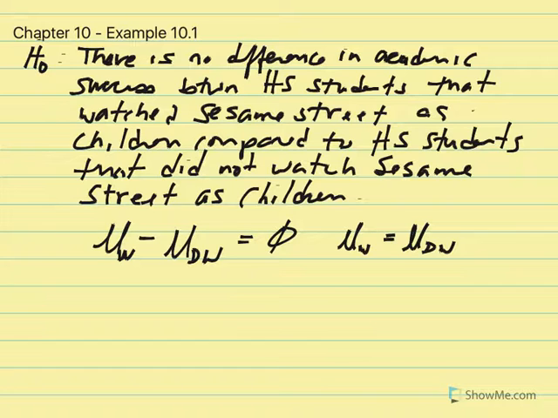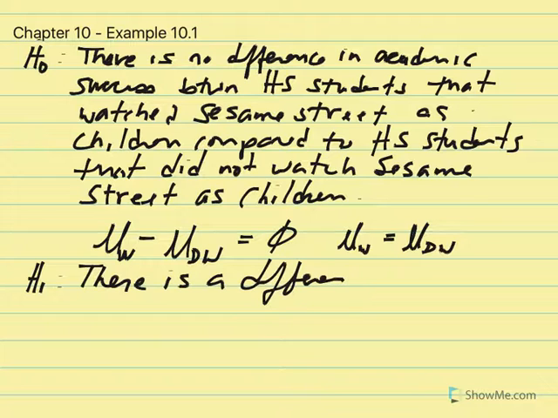Next, we would state the alternative or research hypothesis, what we're interested in. And just to save some time and writing, I'm just going to put that there is a difference. Again, using the previous statement as a guide, we would simply express that there is a difference in the academic success between high school students that watched Sesame Street as children compared to the high school students that did not watch Sesame Street as children.